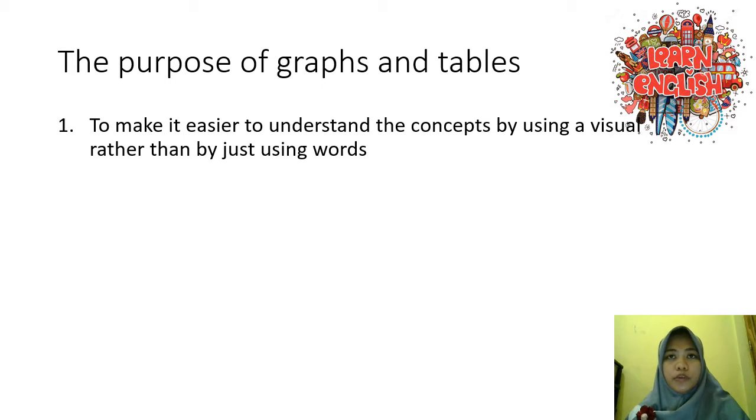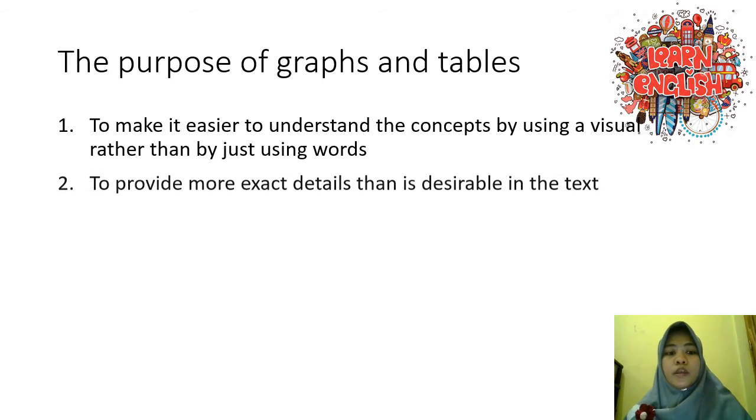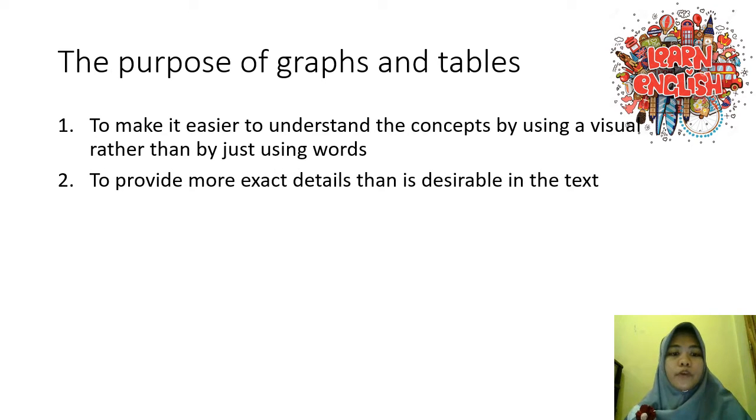When you are reading a paragraph, you need a longer time to read the sentences and then to analyze the numbers there. But in case you have a graph or table with you, you can directly see the data. So it makes it easier to understand the concept. The second one is to provide more exact details than is desirable in the text.